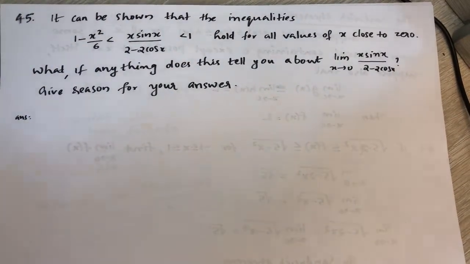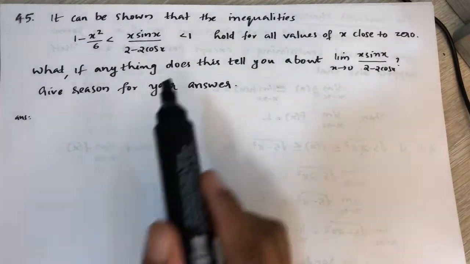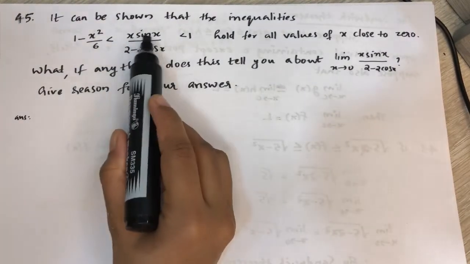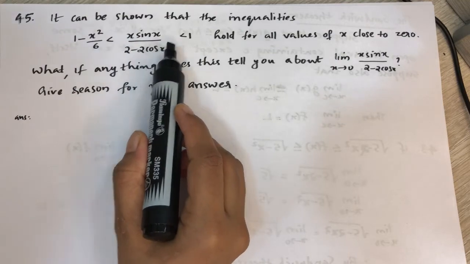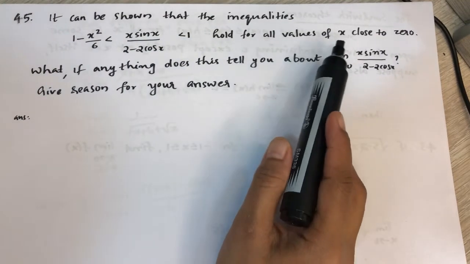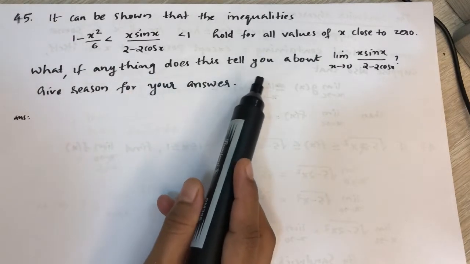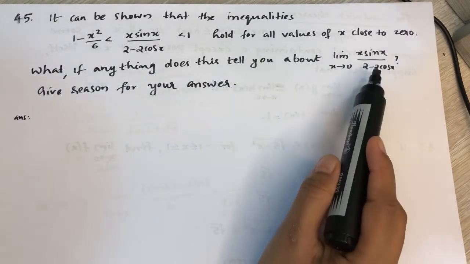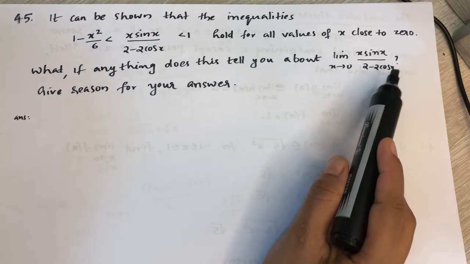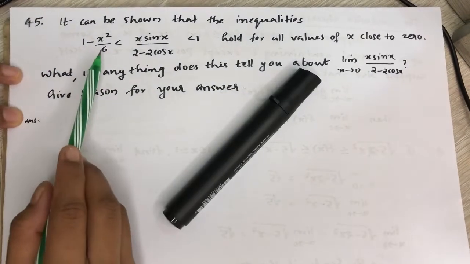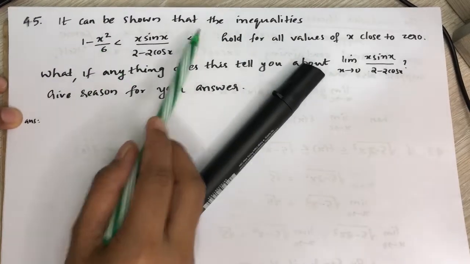Next question. It can be shown that the inequalities 1 minus x square by 6 less than x sin x by 2 minus 2 cos x less than 1 hold for all values of x close to 0. What, if anything, does this tell you about limit x tend to 0 x sin x by 2 minus 2 cos x? Give reason for your answer. Here the first condition in sandwich theorem is already given.